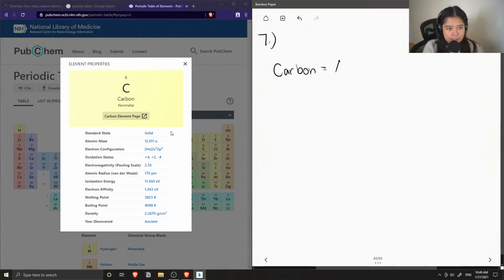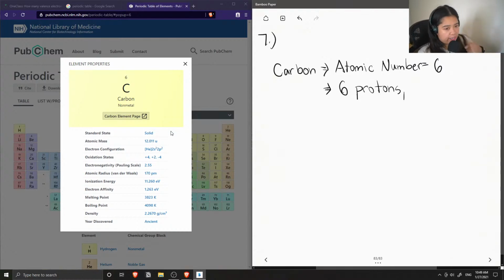And we can see that its atomic number is 6. So this tells us that carbon contains 6 protons. And if we have a neutral carbon atom, then we also have 6 electrons.